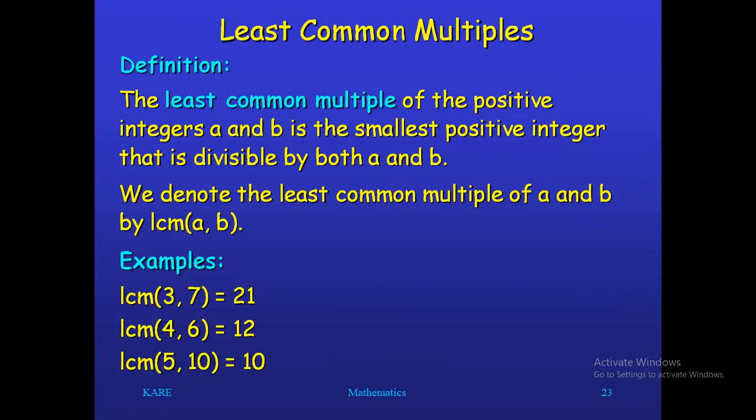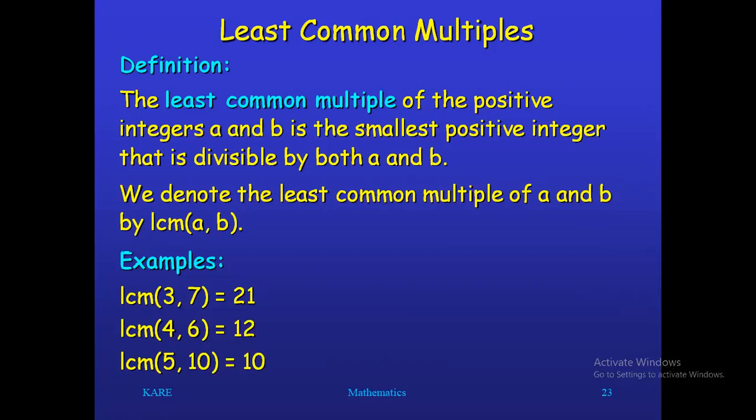So see here, for example, 3 comma 7. What are the multiples of 3 and what are the multiples of 7? What is the common multiple we have? And we have to see what is the smallest number. What is the smallest number that is divisible by both 3 and 7? We have a lot of multiples of 3 and a lot of multiples of 7, it goes on. But among those we have to choose the common multiple, and at the same time the smallest one. In such a case, 21.